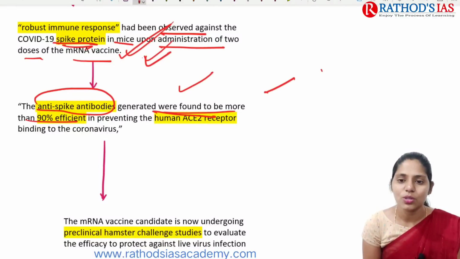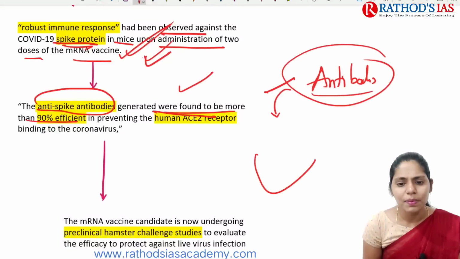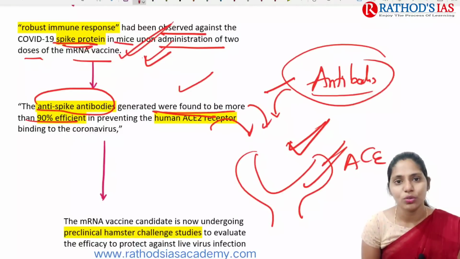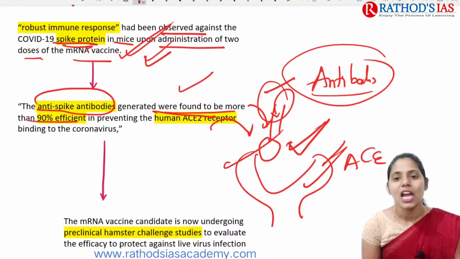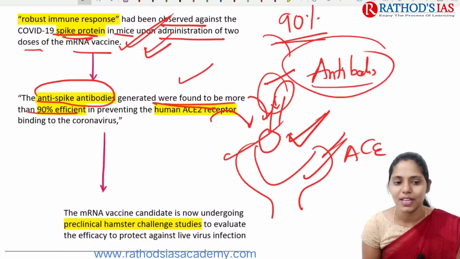So it is going to provide antibodies against the spike protein, such that the spike protein which would come and attach to the ACE2 receptor cannot do so. There is no attachment of the viral spike protein to the ACE2 receptor, which is what mainly happens. And this mRNA vaccine has about 90% efficiency.